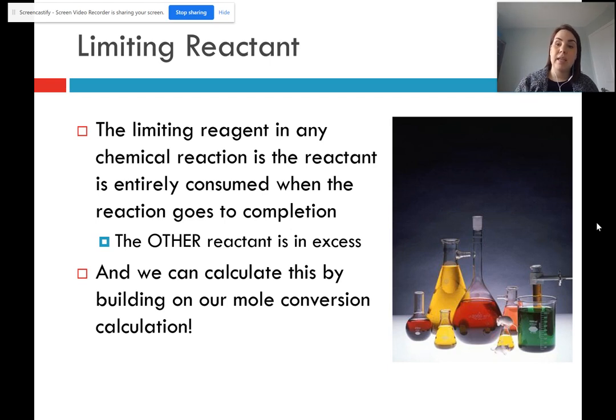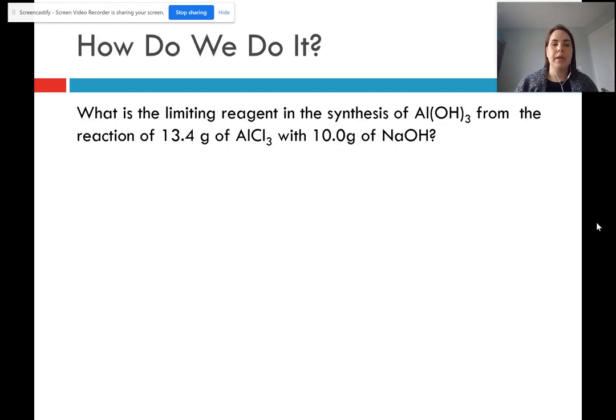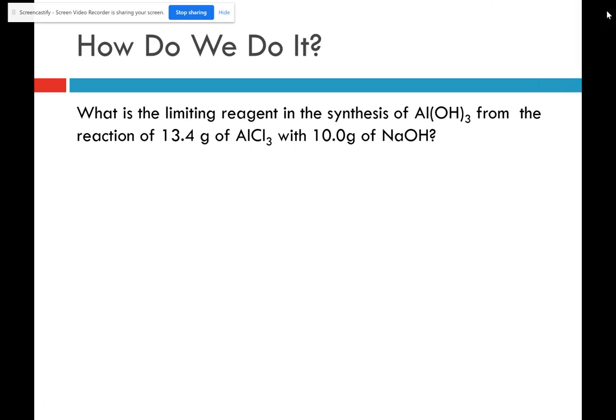And we can calculate this very easily just by building on those exact same equations and formulas and setup that we did yesterday. Okay, so I'm going to make myself disappear again so I can show you some notes. So this question says, what is the limiting reagent in the synthesis of Al(OH)3, aluminum hydroxide, from the reaction of 13.4 grams of aluminum chloride with 10 grams of sodium hydroxide?